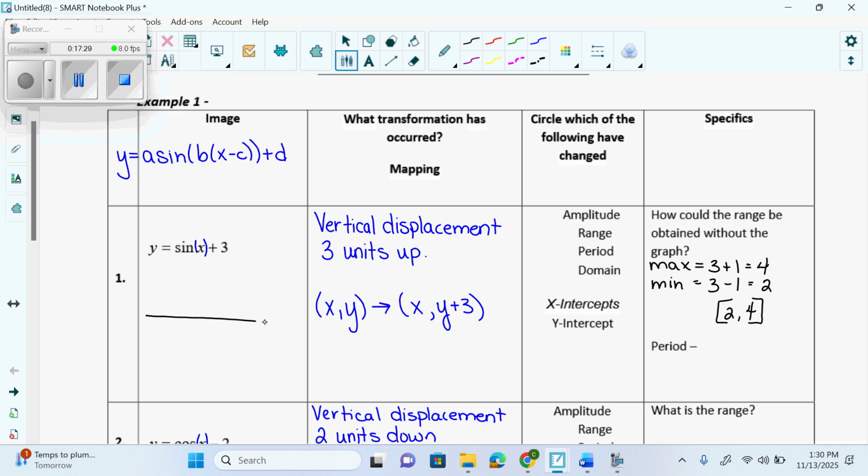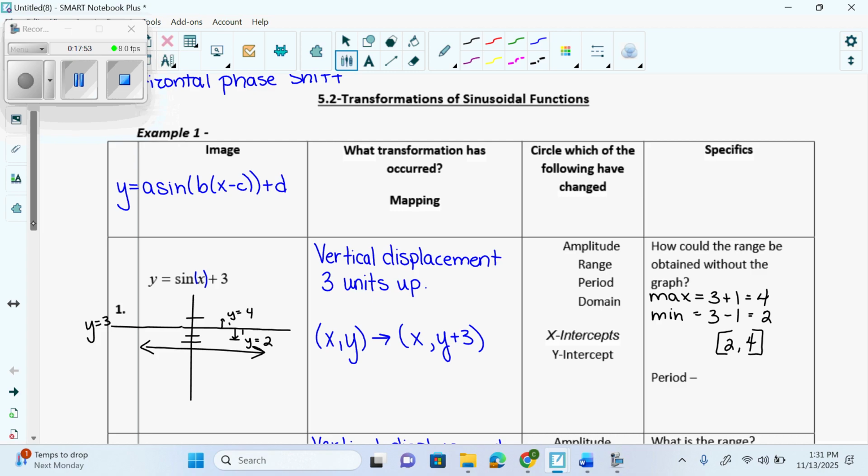And I could draw it. I could go y equals 3, and then up 1 will give me y equals 4, down 1 will give me y equals 2. Like I could sketch it and actually look at it, right? So you can just draw that line, or you can use, which I'm going to write up here, maximum equals d plus amplitude, so damplitude, and the minimum is damplitude as well, but subtraction.